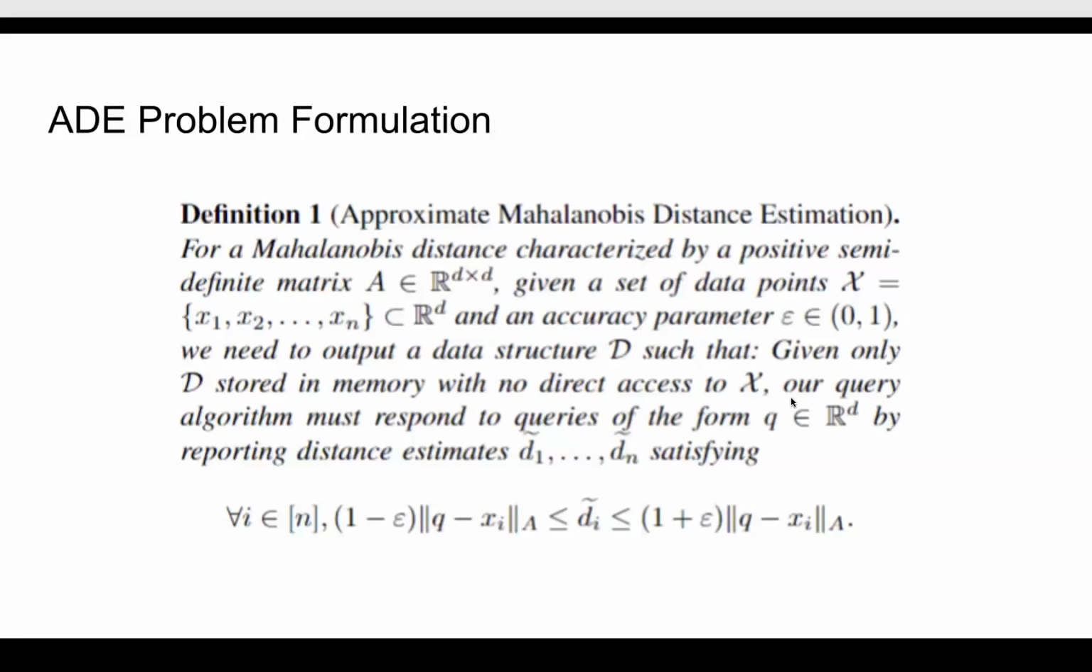Then, let me move to the approximate Mahalanobis distance estimation definition. For a Mahalanobis distance characterized by a positive semi-definite matrix A in d by d dimension, given a set of data points x1, x2 to xn in R^d, and an accuracy parameter epsilon between 0 and 1, we need to output a data structure D such that, given only D stored in memory with no direct access to x, our query algorithm must respond to a query q in R^d by reporting distance estimates delta D1, delta D2, until delta Dn, specifying that for any i in 1 to n, the estimated distance delta Di should have very high accuracy, not lower than 1 minus epsilon and not exceeding 1 plus epsilon times the real distance.